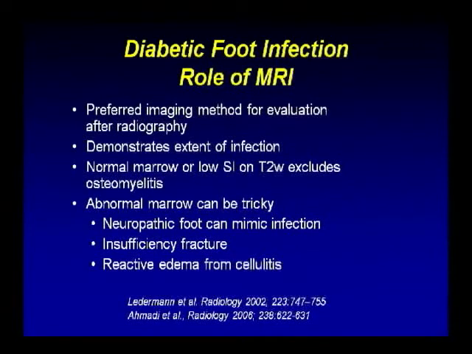Keep in mind, however, if you have abnormal marrow, that doesn't really help you a lot because neuropathic foot can occasionally look like infection. You may have insufficiency fractures which have bone marrow edema pattern, and you may also occasionally see reactive edema from cellulitis, which is not infrequently found in these patients even without osteomyelitis.